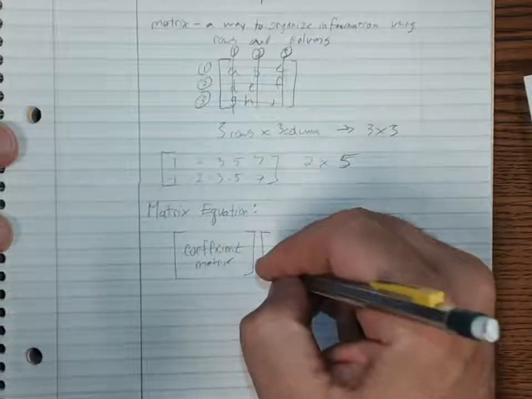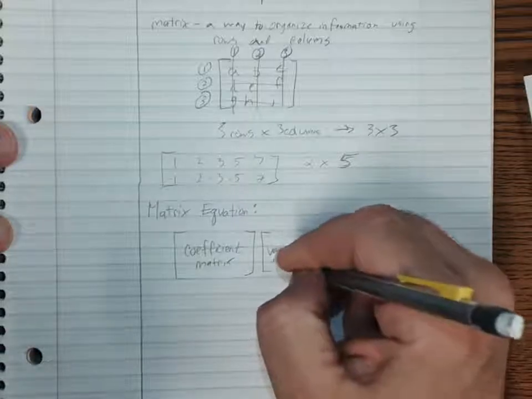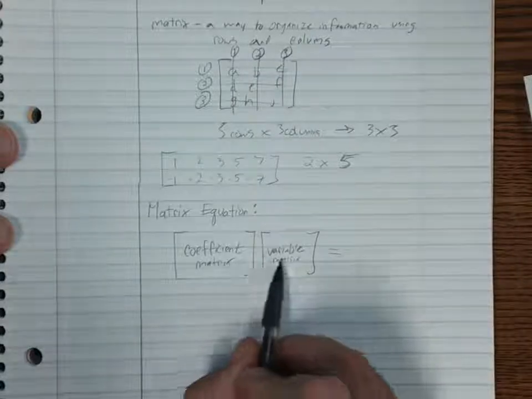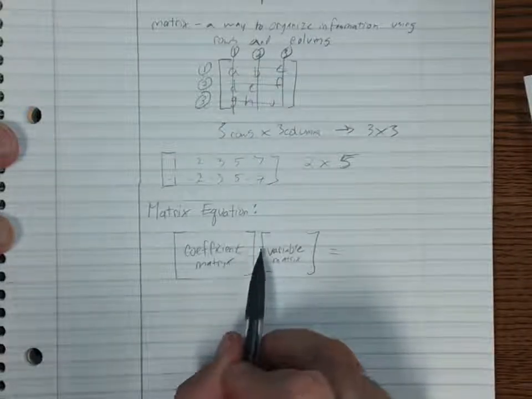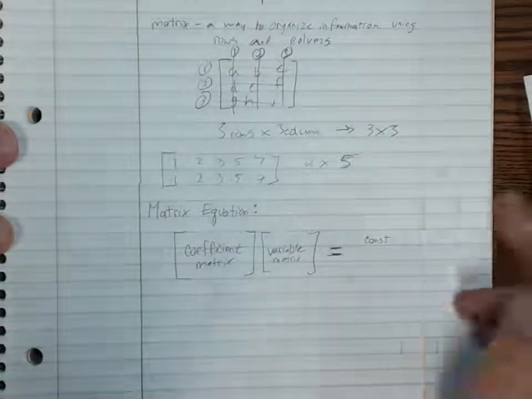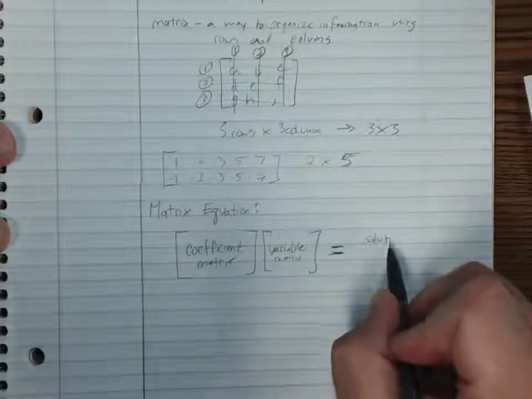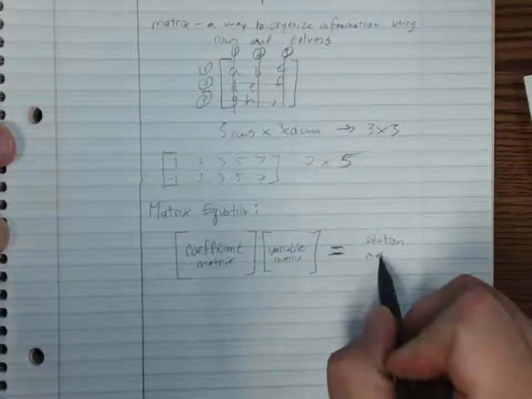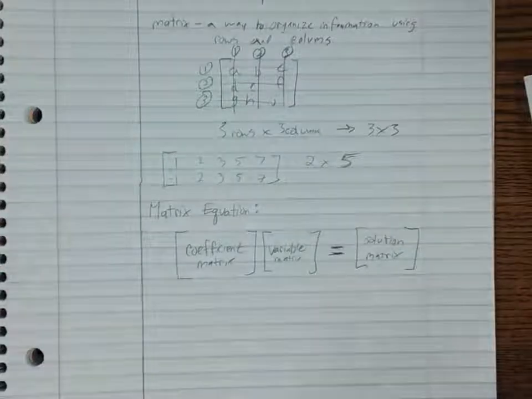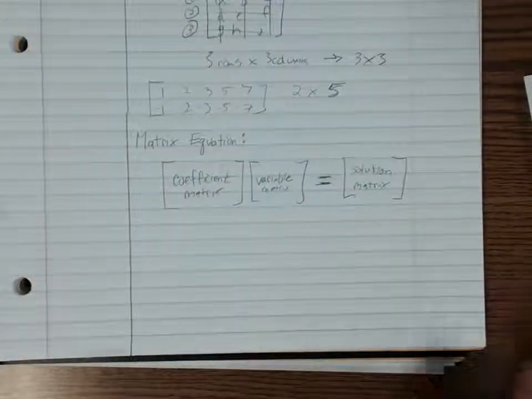The next one will be called the variable matrix. And you'll notice these are being multiplied. It's implied that there's multiplication. So they will equal the constant. Actually, I'm not going to call it constant. Let's call it solution matrix. I know you're thinking, where are his brackets? They're right there.